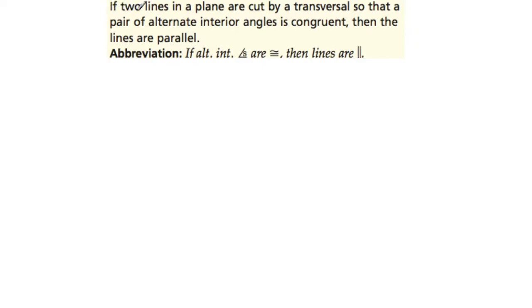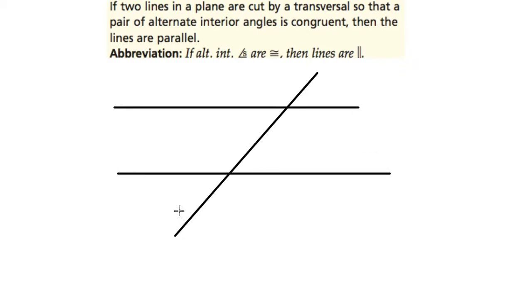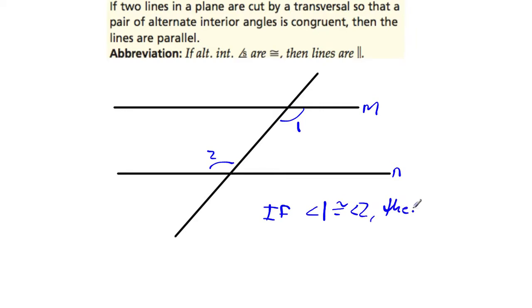So if two lines in a plane are cut by a transversal so that a pair of alternate interior angles is congruent, then the lines are parallel. So much like our alternate exterior angles, here I have line M, line N, my transversal. A pair of alternate interior angles are congruent. So we'll say that's 1 and 2. So if angle 1 is congruent to angle 2, then, getting ahead of myself, then M is parallel to N.